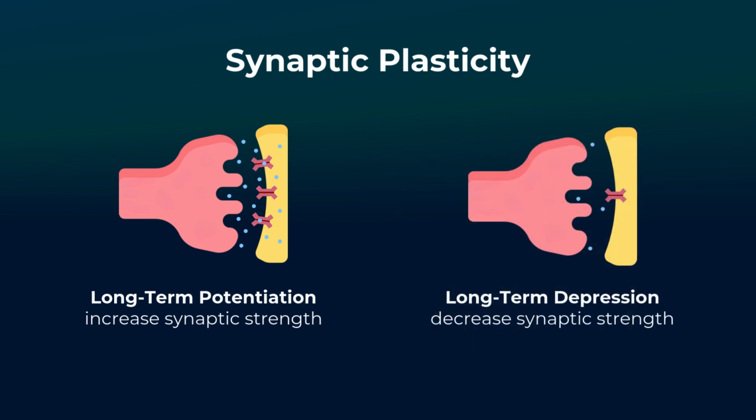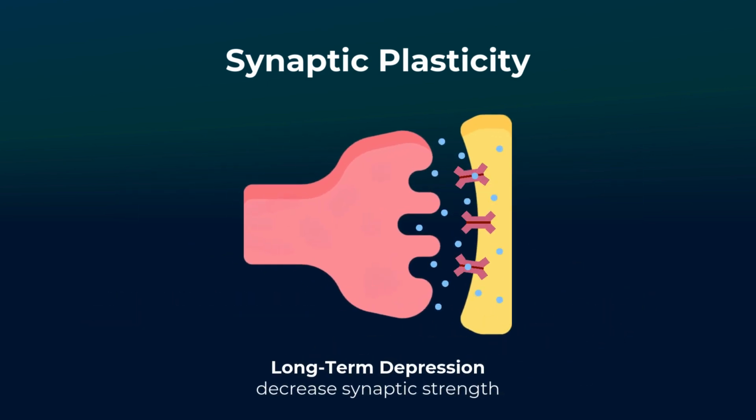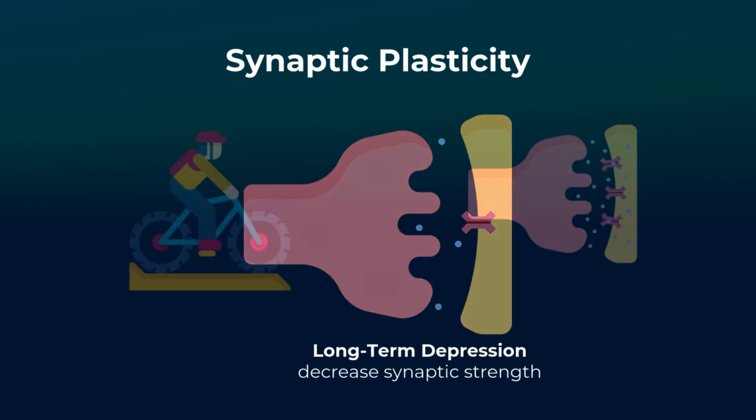Long-term depression is the opposite of long-term potentiation. It involves a persistent weakening of synapses between neurons, leading to reduced communication efficiency. LTD occurs when synapses are repeatedly activated at low frequencies or when there is a decrease in neurotransmitter release or receptor density on the postsynaptic neuron.